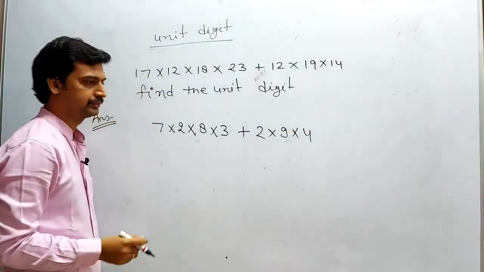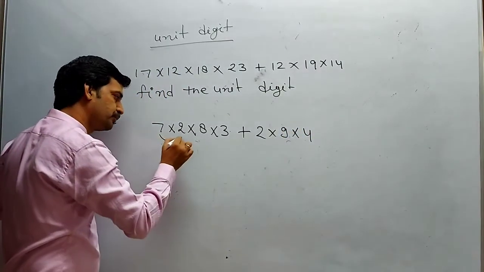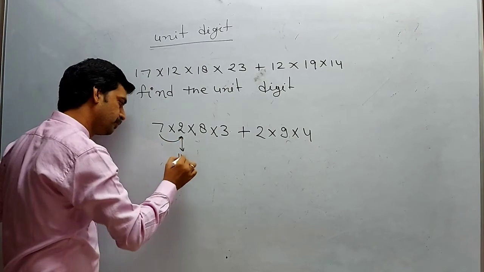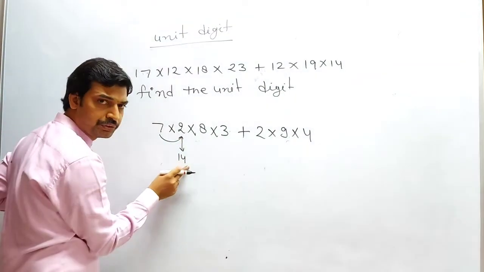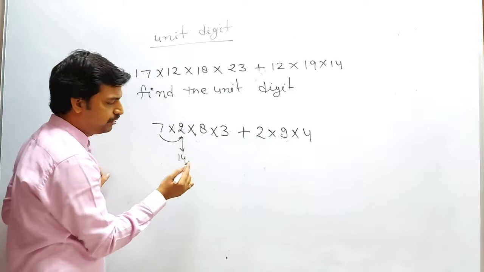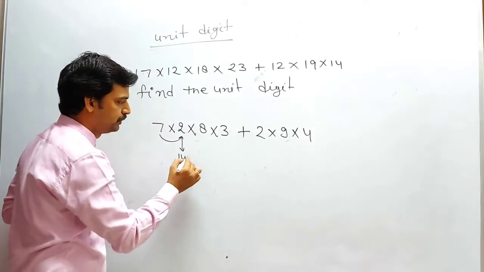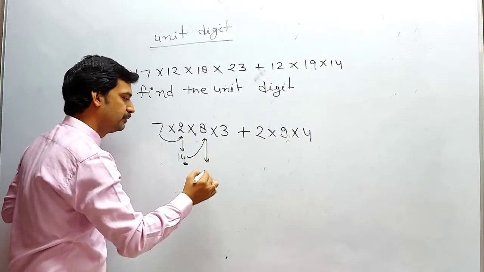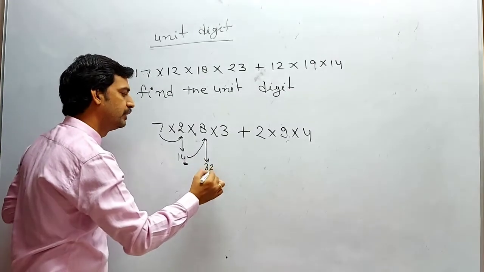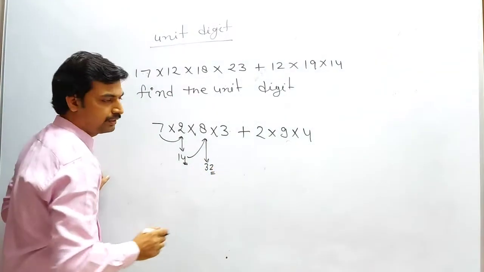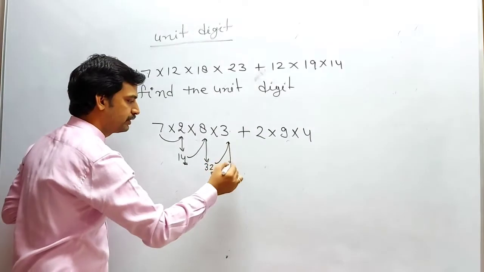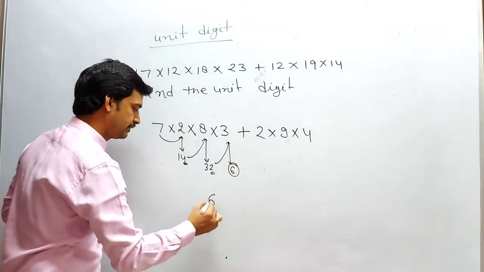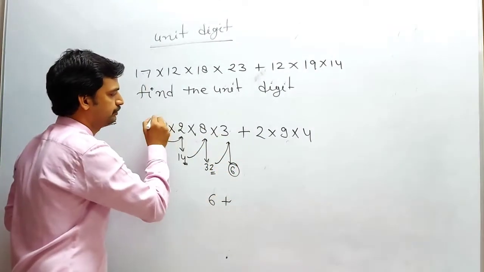Clear? Now 7 into 2 is what? 14. This is a 2-digit number. What will we use? We'll use only 1 digit. That means what? 4. 4 into 8. 4 into 8 is what? 32. In place of 32, what will we use? Only 2. Then 2 into 3 is what? 6. The final is what? 6 is the unit digit of this part.